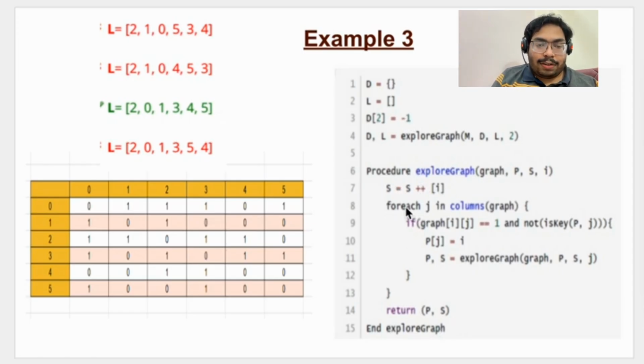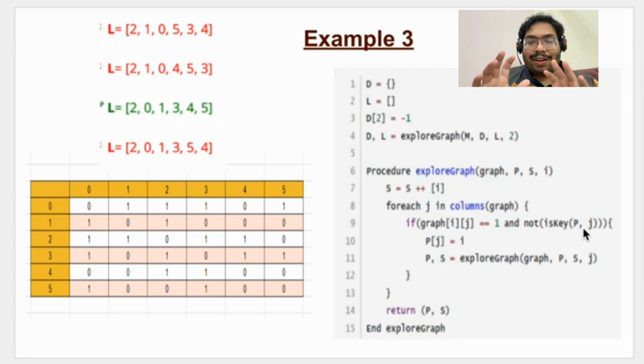Then there is a loop here: for each j in column graph. If you see here, we are starting from this node, and then we are going through each column. So first we go to column 0, and we check whether graph[i][j] equals 1 or not. For 2 and 0, yes, it is 1, and then we are checking whether it is in p[j].